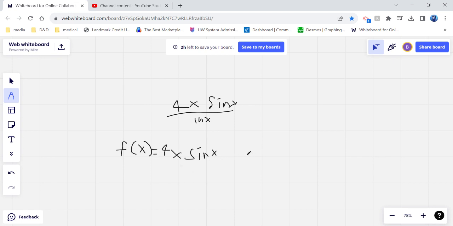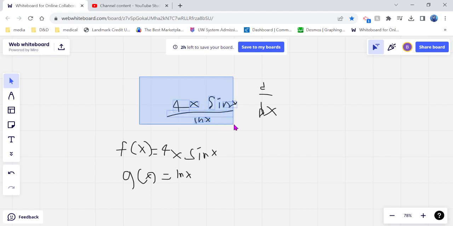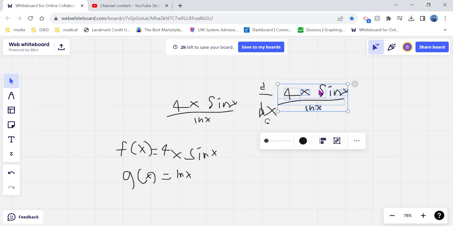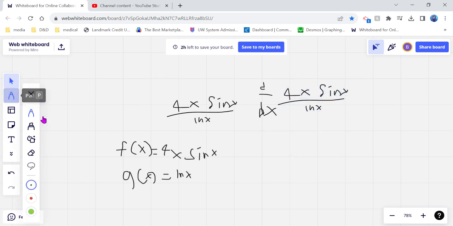So if we want to find the derivative of this, which we will in a second, we have to use the product rule. But first, let's define g of x, which is just ln of x, right? It's that denominator. So if we want to find the derivative of this function, I would need f prime of x.